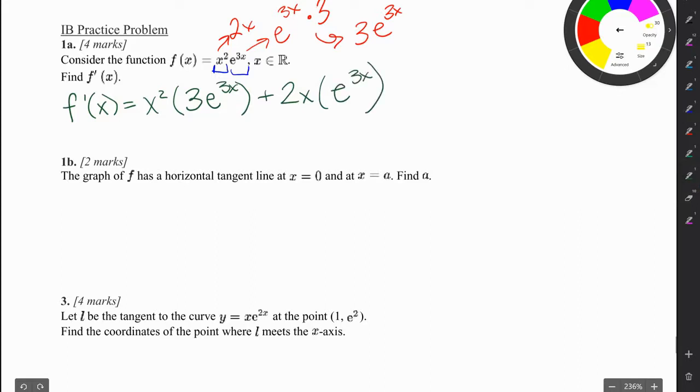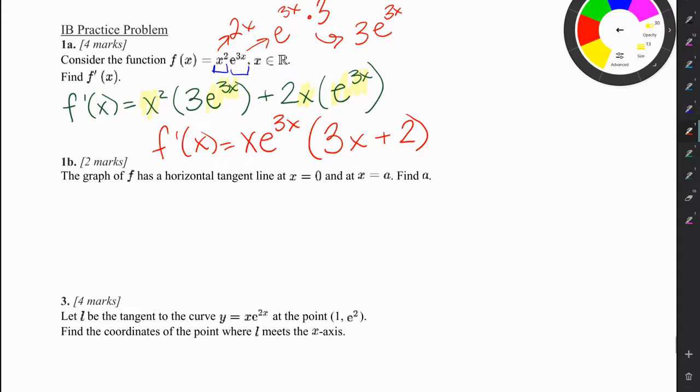To clean this up, I'm going to look for a GCF. So I see I have an x in each of the terms, and I also have an e to the 3x in each of the terms. So that's my GCF. So my derivative is going to be x e to the 3x times, if I factor out an x from the first term, I'll be left with an x from the x squared and the 3. So that'll be 3x plus, and in the back, I'm left with just a 2.